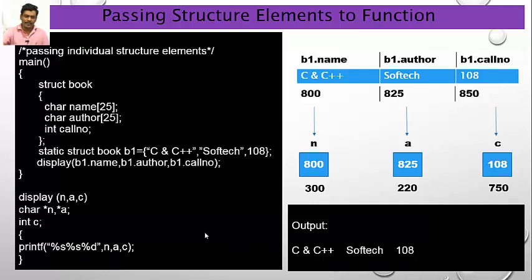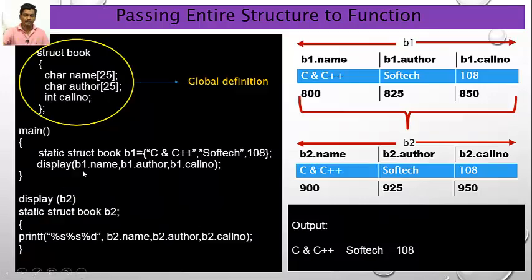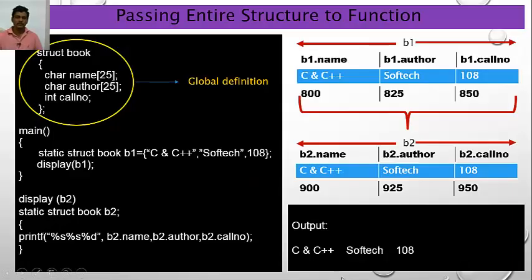So we can pass the elements of structure to the function. Passing entire structure to function. Structure book: character name of 25, character author of 25, integer call number. So this is a global definition. Here we define before the main function. If we want to pass entire structure to a function, we must define it as global definition. So we just define it before the main function.